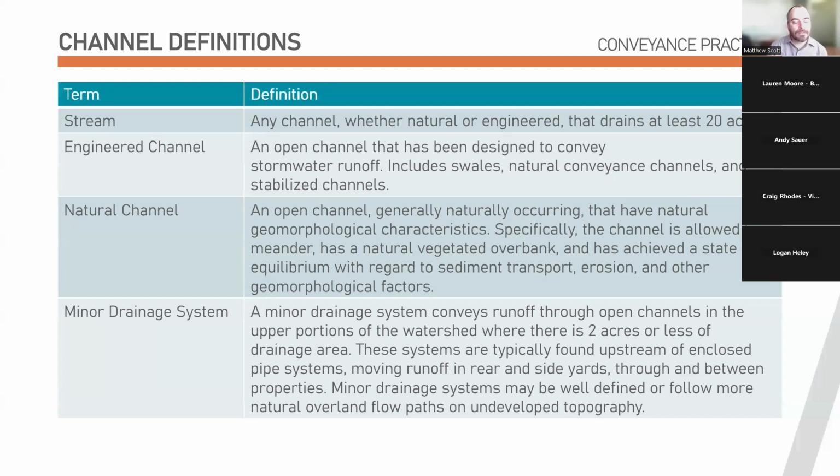And then finally, the most upstream element is the minor drainage system. So anything conveying stormwater in the upper portions of the watershed, i.e. 2 acres or less. Typically found upstream of enclosed pipe systems, and might sometimes look like lot-to-lot grading.